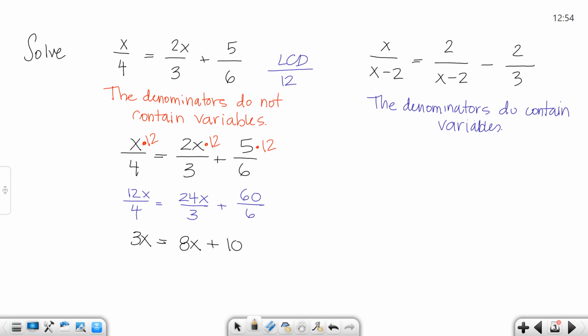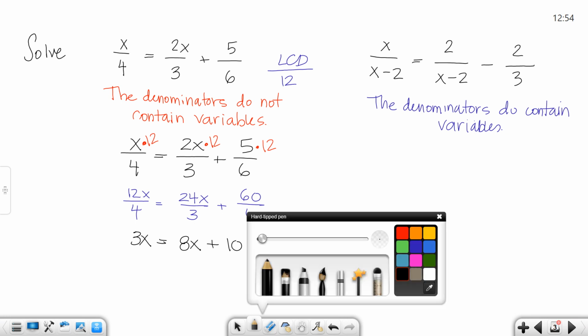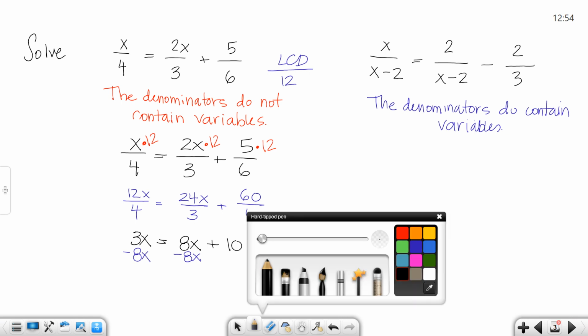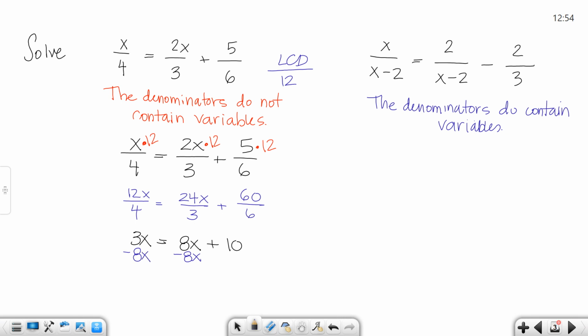So, looking at this one, I want to get my x's on the same side. I promise it's easier if you move the 8. So I'm going to subtract 8x from both sides, even though that's the bigger one. So I'm going to get negative 5x equals 10. Divide both sides by negative 5. And x would equal an answer of negative 2. And that's how that one would work.